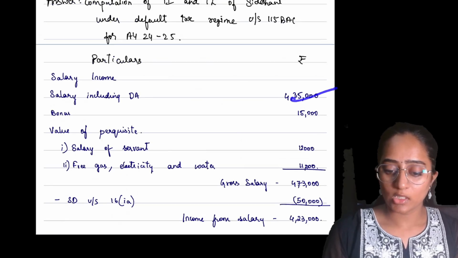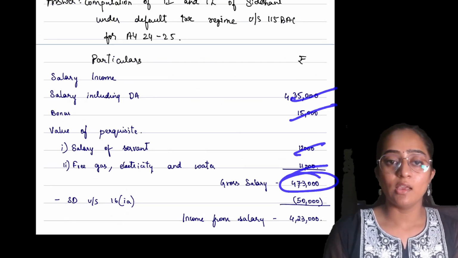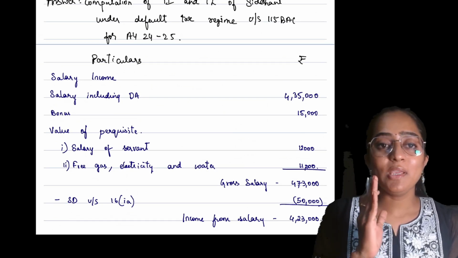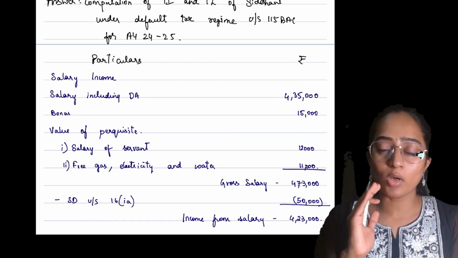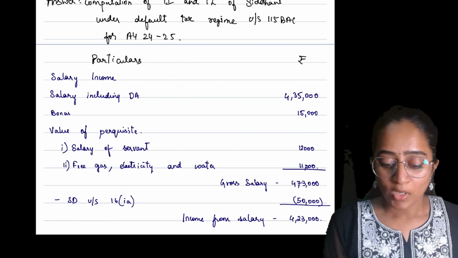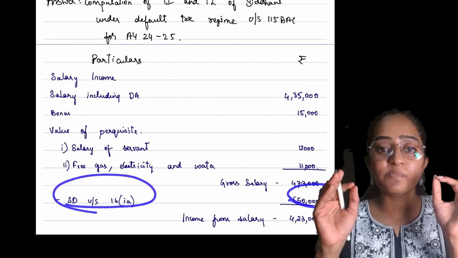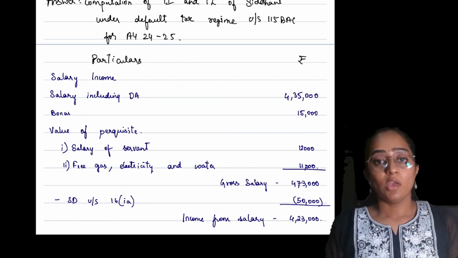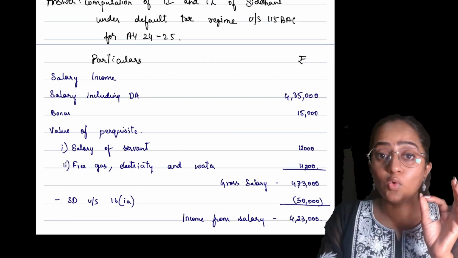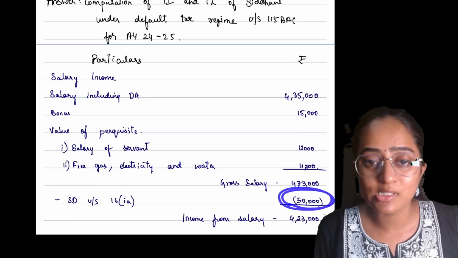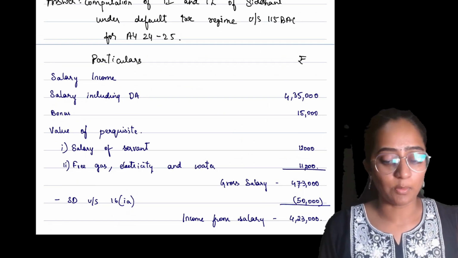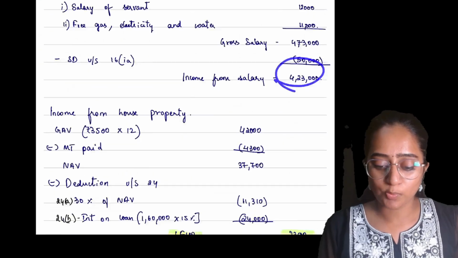See here, salary income 4,35,000, bonus added, perquisite added, gross salary. However, even in the case of 115BAC, you will not be getting any sort of deduction under Chapter VI-A apart from those three which we have already discussed. But will you be getting 50,000? Absolutely yes. Remember this point. The 50,000 standard deduction under Section 16 clause (ia), you are going to get the entire 50,000 rupees as deduction. Under 115BAC it's also available, and under the normal provision it's also available. Clear? This becomes income from house property.